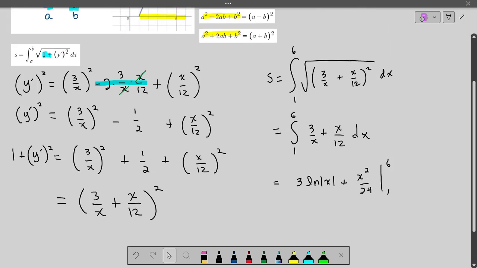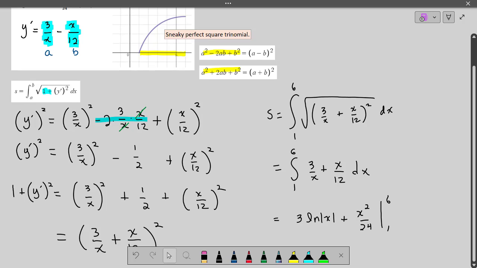Question, good point, good observation. So we started with y prime being 3 over x minus x over 12. We end up with the same thing except with a plus. That is one of your mental cues that you're on track, that you did this right, is that it should match that except for the middle sign.